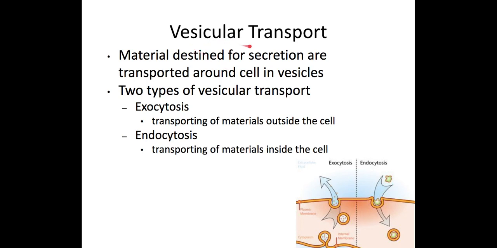All right, vesicular transport. Materials destined for secretion or excretion out of the cell are transported around the cell in vesicles. And there are two types of vesicular transport in cells. You have exocytosis, which is the transporting of materials outside of the cell. Notice exo, external, so outside. And then endocytosis, which is the transporting of materials inside of the cell.